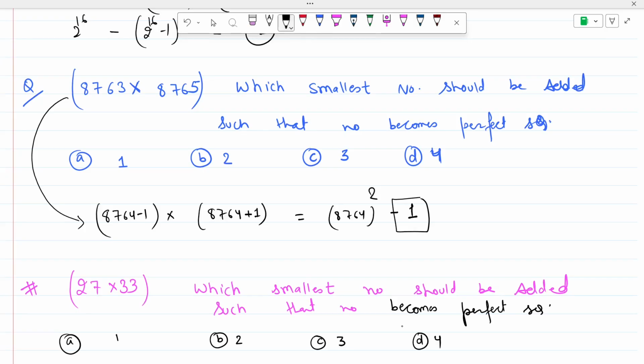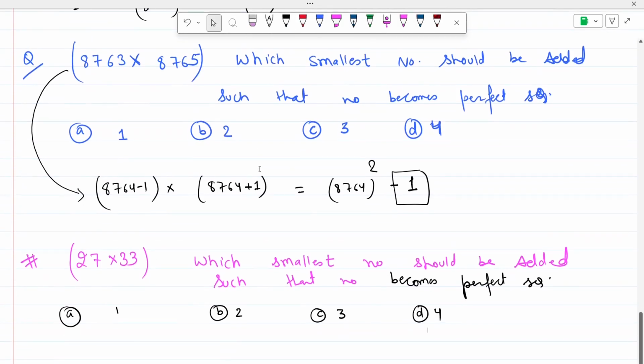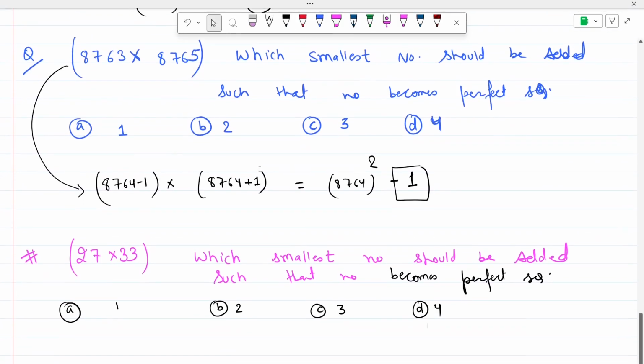Wait a minute, just one second. Okay, interesting, just one minute. I think I can solve this. It's something similar. I just need to find exactly.